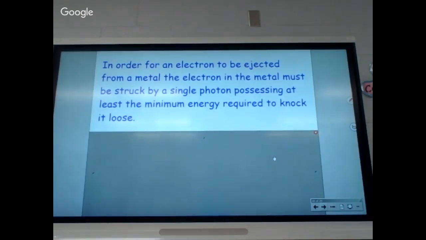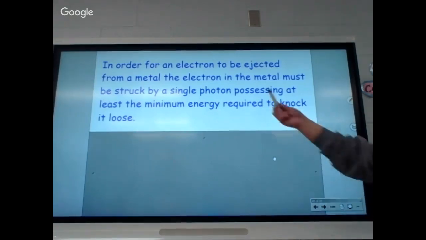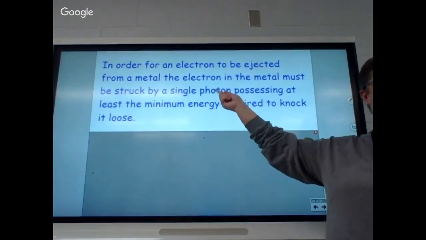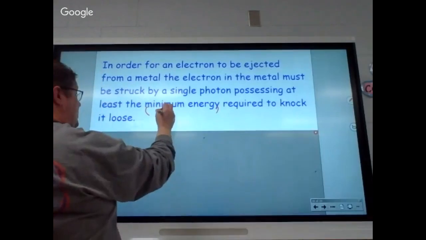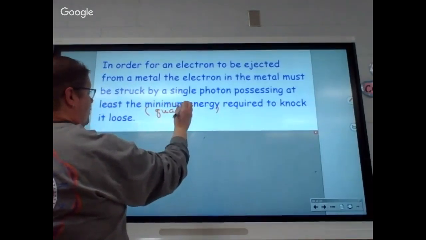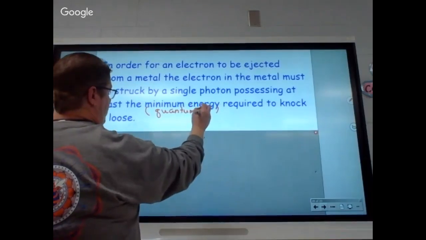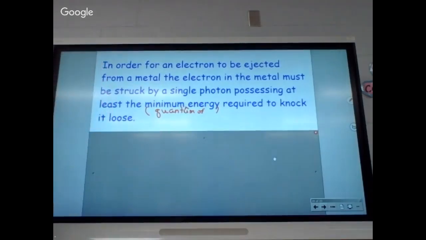So in order for an electron to be ejected, what has to happen? A metal must be struck by a single photon, and the photon has to have a minimum amount of energy. Okay, you can say a quantum of energy. This minimum amount of energy right here could just as easily have said a quantum of energy. That's what's required to knock it loose.